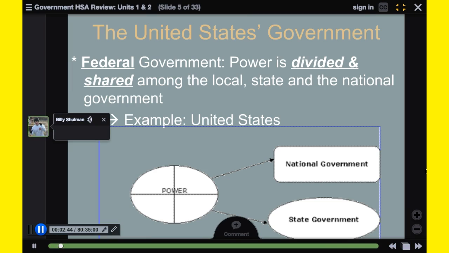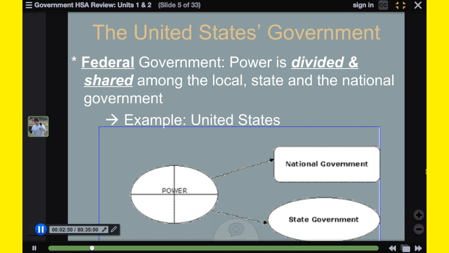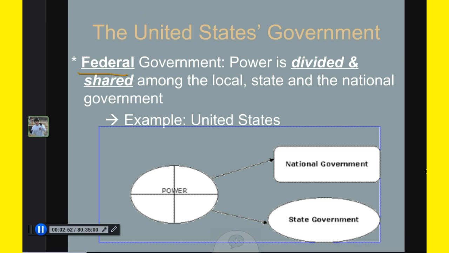The most important form of government you will need to know and be familiar with on your HSA is our federal form of government. And the reason why the federal form is the most important government you need to know is because the United States uses a federal government.